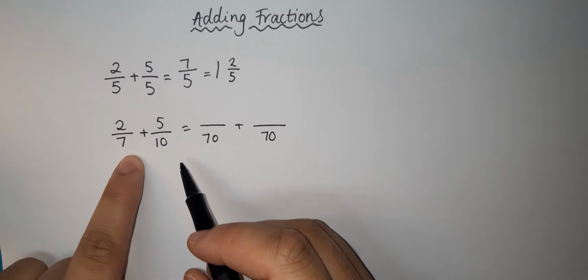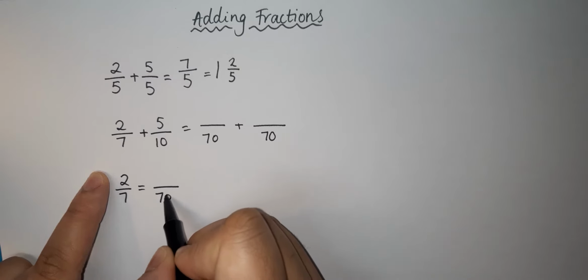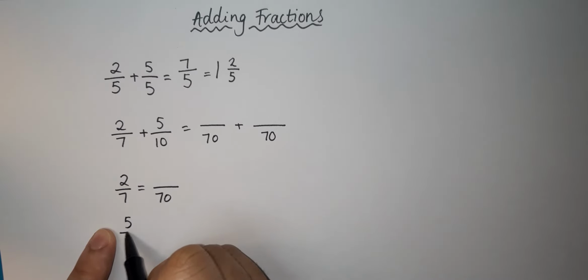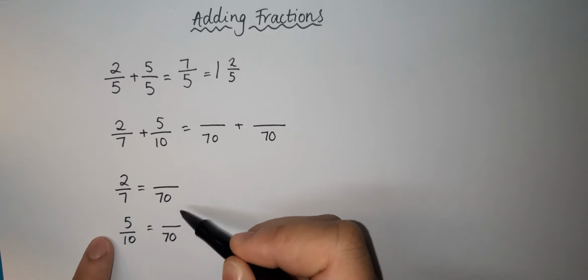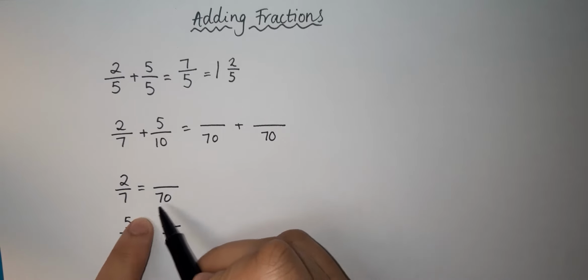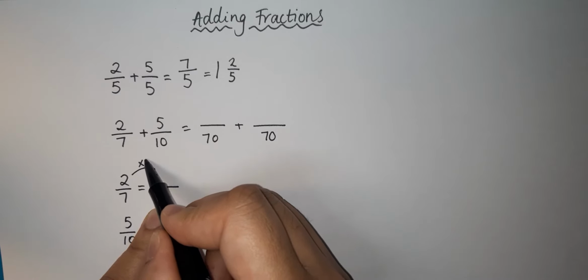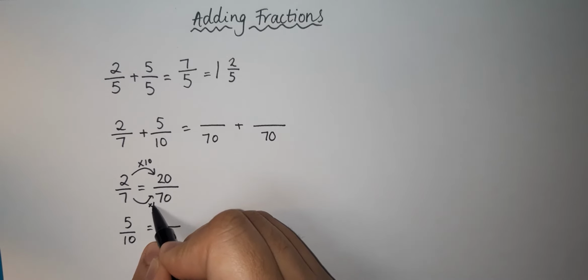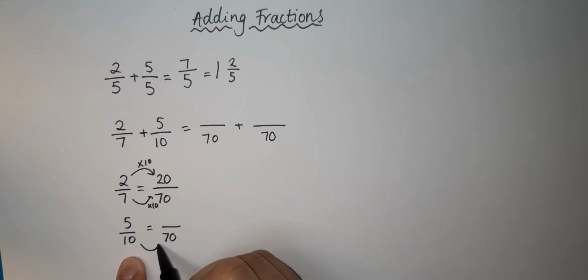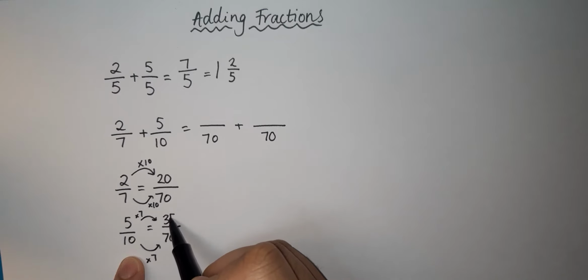Now, so 2 over 7 equals something over 70, and 5 over 10 equals something over 70. We need to work out what these are now. So 7 times 10 has got us to 70, so we need to do 2 times 10, which is 20. Now here, we've multiplied by 7, so on the numerator, we also need to multiply by 7. And 5 times 7 is 35.